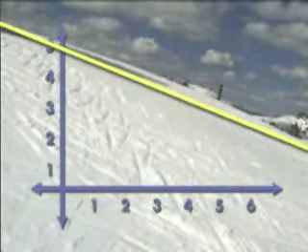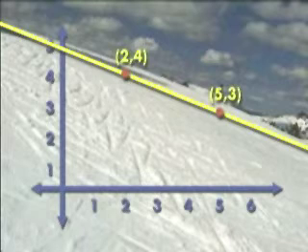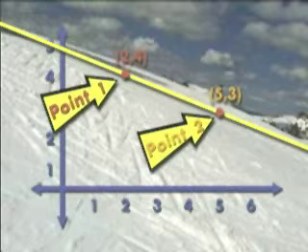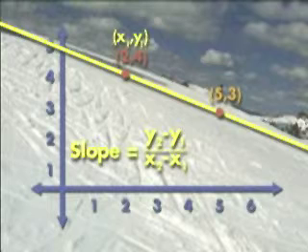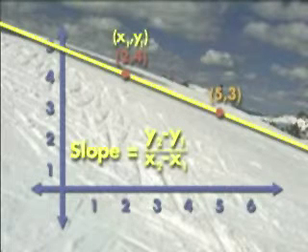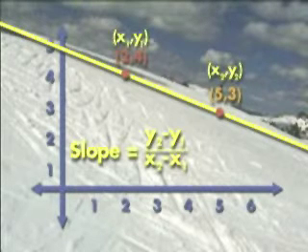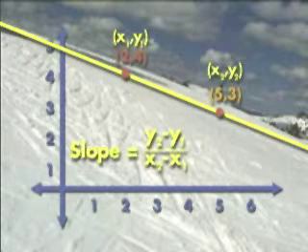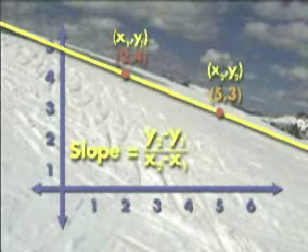Again, here's the line. On this line, we found the points 2, 4, and 5, 3. If we call this point 1 and this point 2, we call the coordinates of point 1 x sub 1, y sub 1, and the coordinates of point 2 x sub 2, y sub 2. The formula tells us that slope is equal to the change in y, y sub 2 minus y sub 1, over the change in x, x sub 2 minus x sub 1.